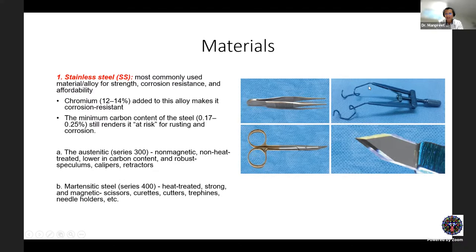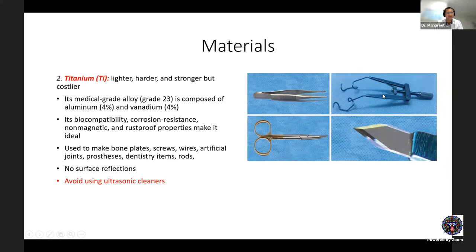The second picture, we know this material, this is titanium. Let's get to the titanium. Why is titanium in the picture when steel is readily available and its qualities are there? We can get magnetic also. And titanium is basically lighter, doesn't put much pressure over the globe. It's harder, it will stay for long in one spot, and stronger, but it's costlier.